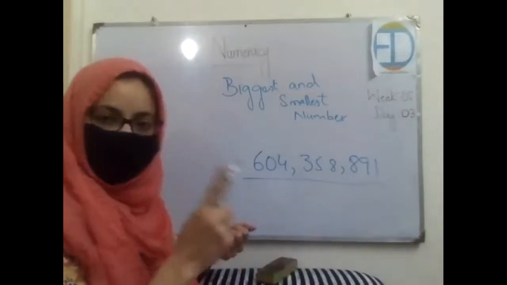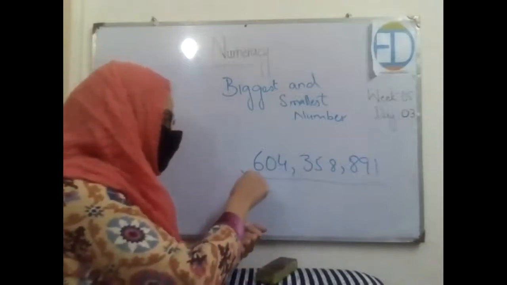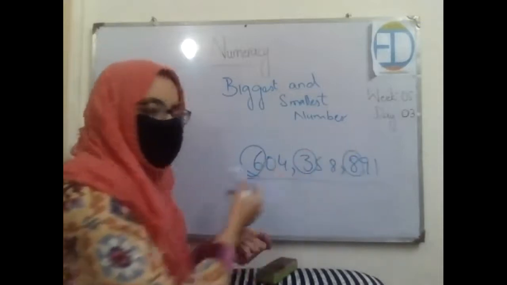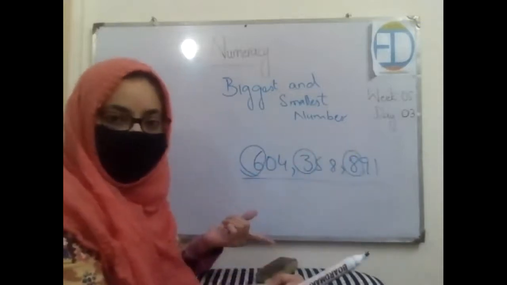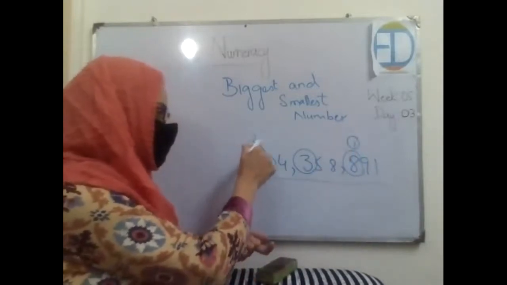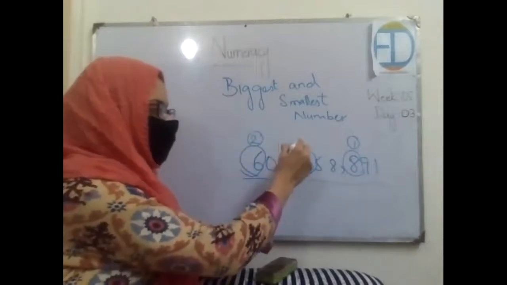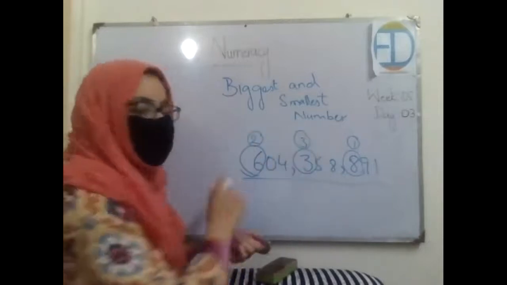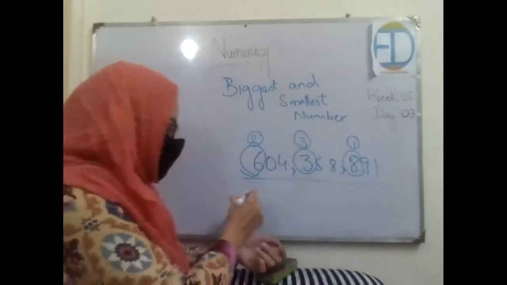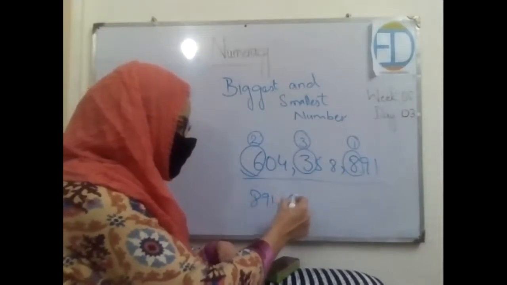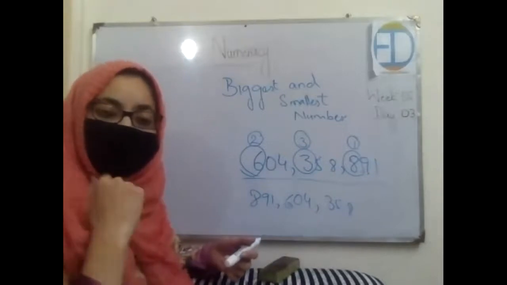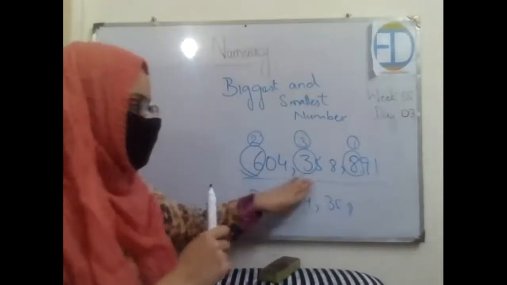The very first thing is that you are supposed to just look at the first digits of these numbers. Just first digits. The first digits give you the idea. Now 8 is the highest. This means this is the biggest number. Then comes the 6, so this is lower than that, and then 3 is the smallest number. So if you write them in order, first will come 891, then 604, and then 358.